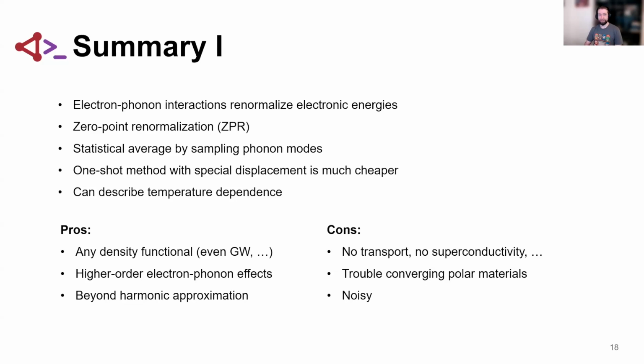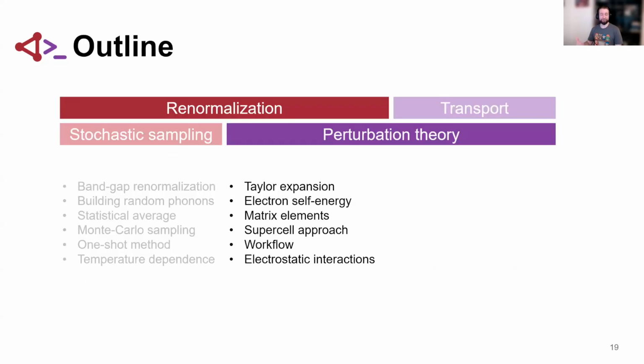All right, but that's why we have an alternative approach, one that is based on perturbation theory, which also allows us to extract the electron-phonon renormalization of the band structure. It can do more than that, but as I've said, this lecture will focus primarily or solely on the renormalization. And in many aspects, this perturbation theory approach is complementary to the stochastic sampling approach.